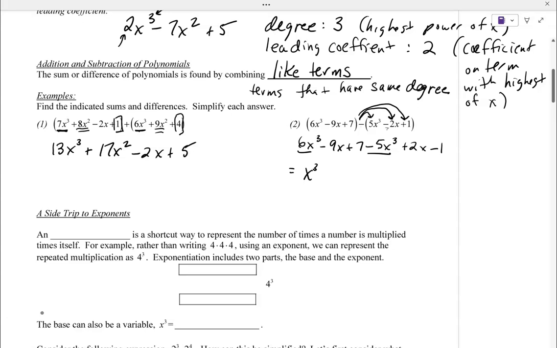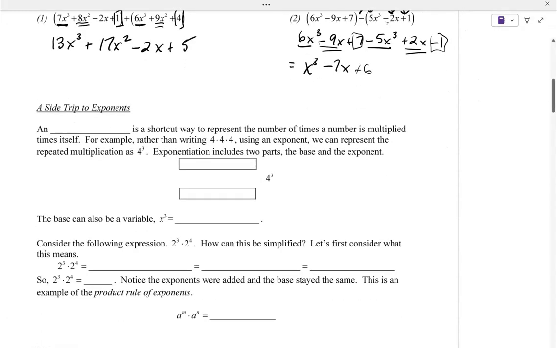What else do you see? Good. I see the negative 9x and the plus 2x. So negative 9 plus 2 gives us negative 7x. And then finally, plus 6. Good, because we're going to combine those two pieces. That makes sense? We're going to practice these more as we go along. Is that okay? All right.